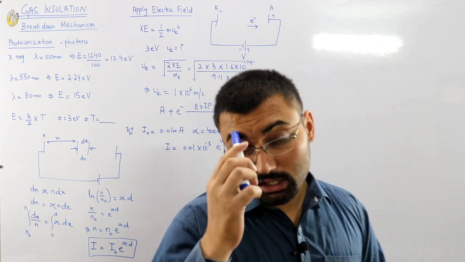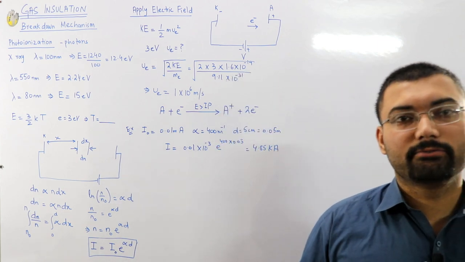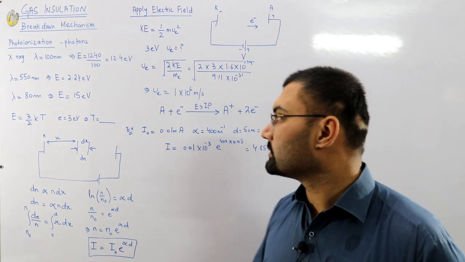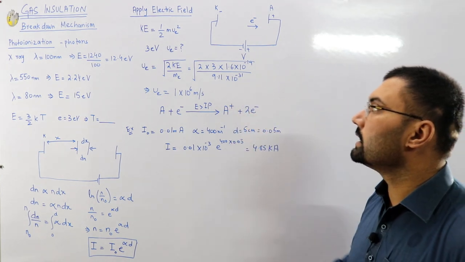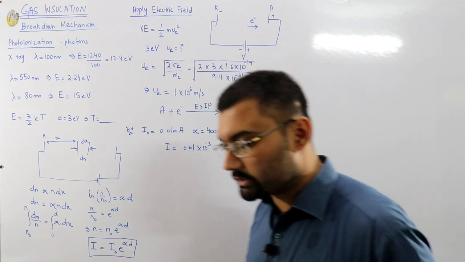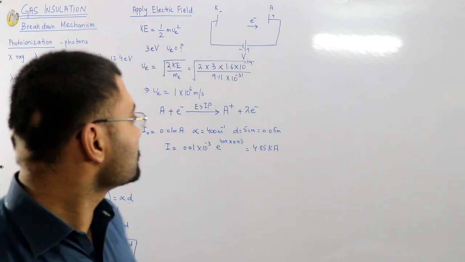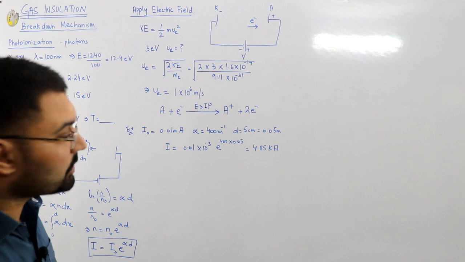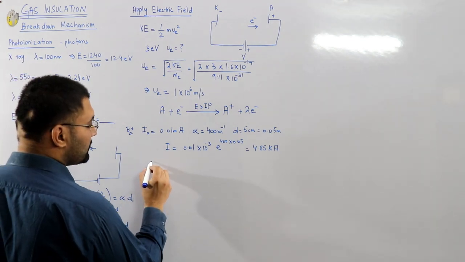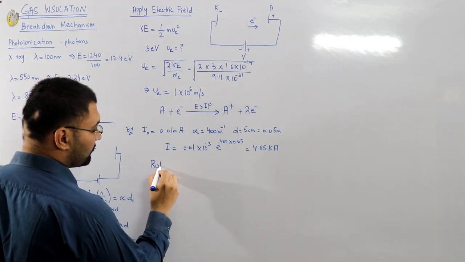In the previous video we talked about application of electric field to the gas insulation. The electron would gain energy and it would cause further ionization. We talked about electrons only. In this equation we also have a positive ion. In this particular video we discuss the role of the positive ion.